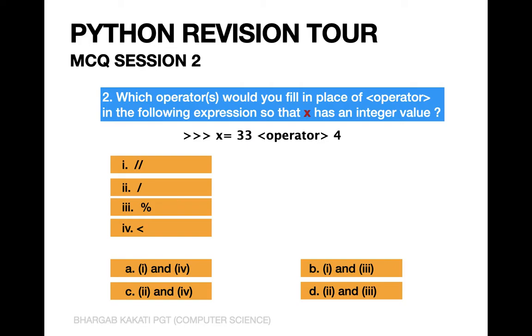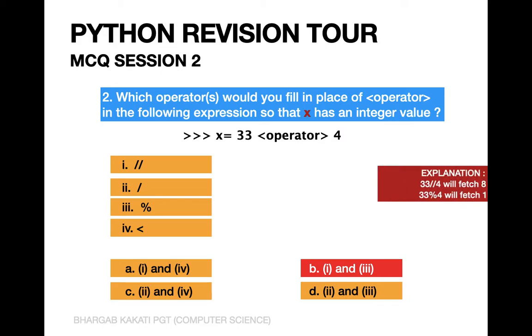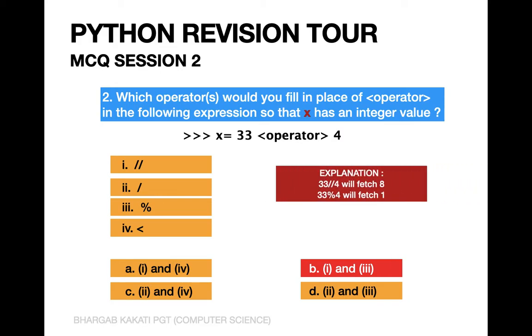And in case of number 4, the less than symbol, 33 less than 4 will not fetch us an integer, rather it will fetch us a value like False. So which options will give you an integer value? Option B, that is 1 and 3. The explanation goes like this: 33 // 4 will fetch you 8 and 33 modulo 4 will fetch you 1. Therefore, these two options will fetch you an integer as output.